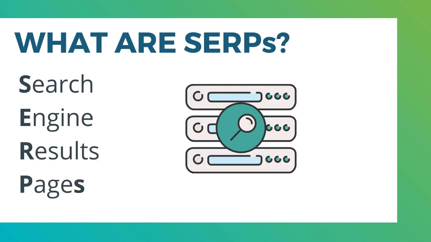So I'm going to start by going over the SERPs. So SERP stands for Search Engine Results Pages. So this is where you want to optimize your website for to make sure that your website is ranking high in the SERPs so that people do find you and click on your organic search listings.